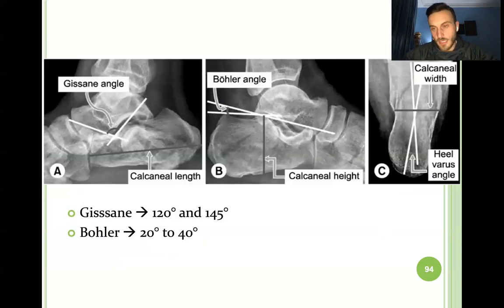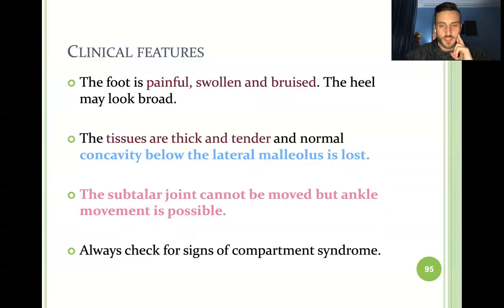For sure, we have angles we have to calculate on the lateral x-ray. We have Böhler's angle and the angle of Gissane. The Böhler's angle should be from 20 to 40, and the Gissane should be from 120 to 145. Very important to keep this in mind.